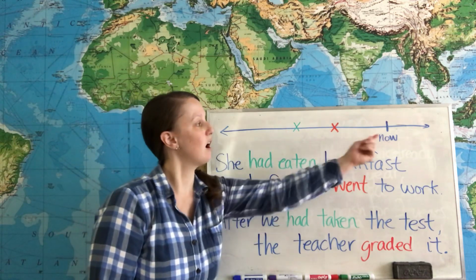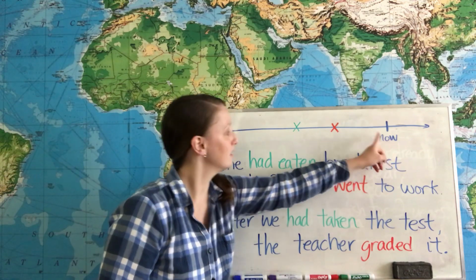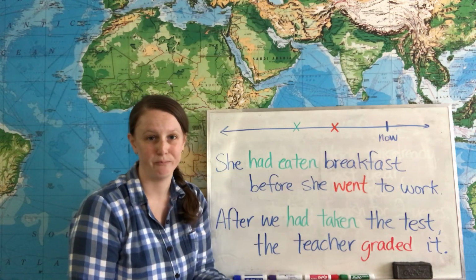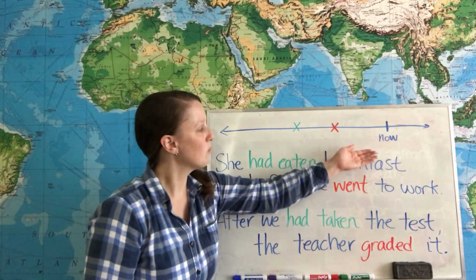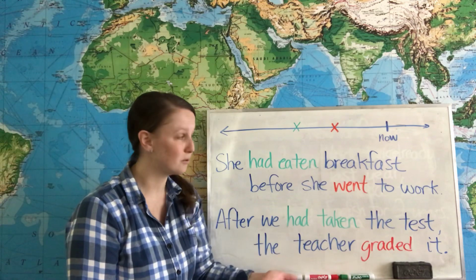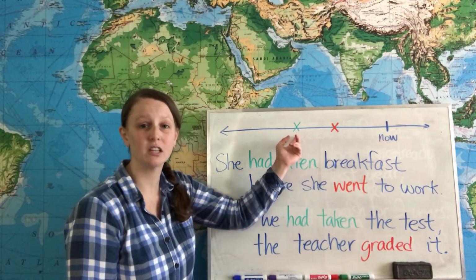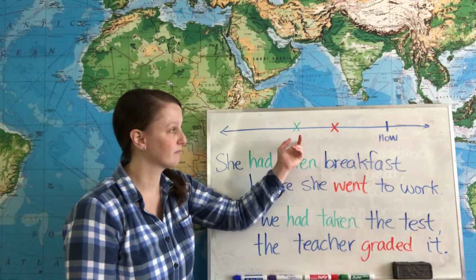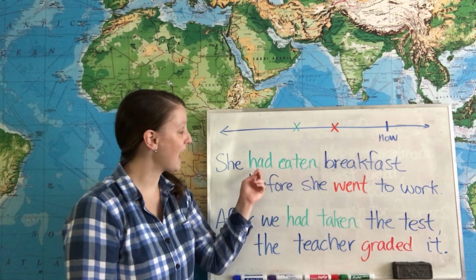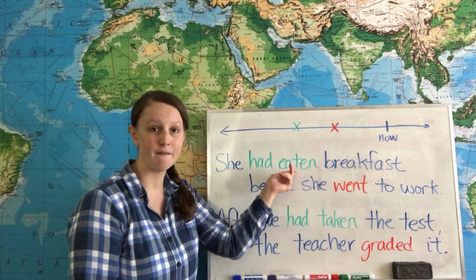So this is time, this is now. So these are two actions that happened before now. When we have two actions before now, we can use the past perfect to talk about the earlier action, the first action. And the past perfect is those verbs that use had and the past participle of the main verb.